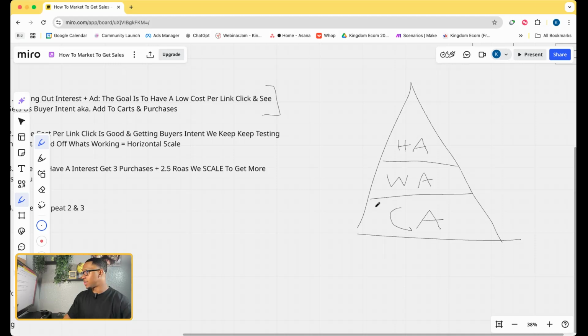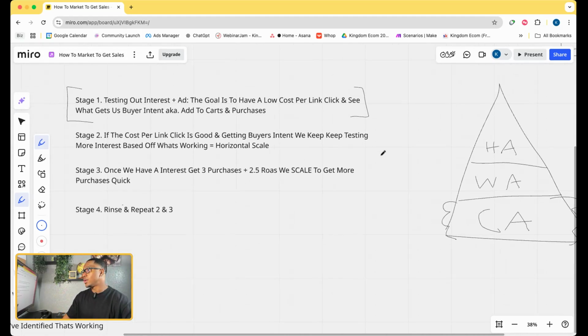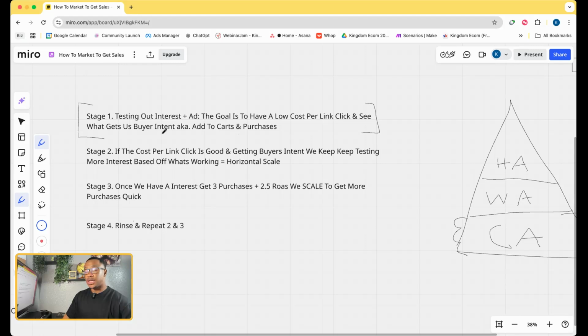Now, everything I'm going to talk about today is going to be from our cold audience. So this is all direct response: people seeing it for the first time, and we just get that impulse buy. Whenever we're in stage 1 of running ads, we're mainly testing 2 things. We're testing interests to see what types of interest work well for our product. With our cold audience, we're going based off of what we think our product would do well in.